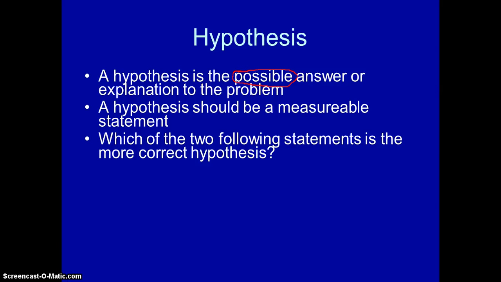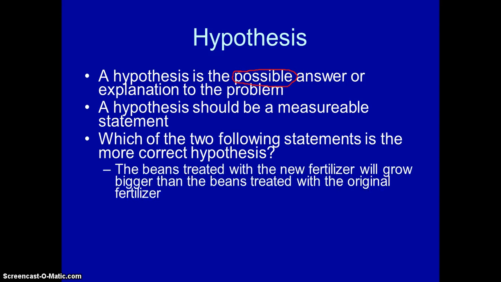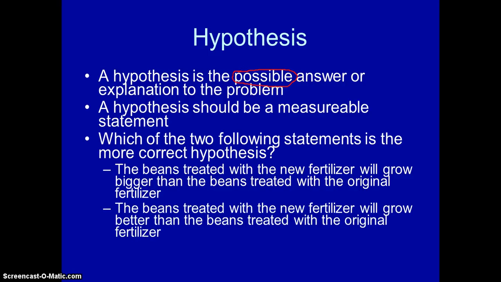So I'm going to ask you to pause the video here and look at the 2 following statements, and in your notes, circle the one that is the better or more correct hypothesis. First one says the beans treated with the new fertilizer will grow bigger than the beans treated with the original. And the second one says the beans treated with the new fertilizer will grow better than the beans treated with the original. So pause for a second. Look at what we're trying to figure out and circle the one that is more correct.